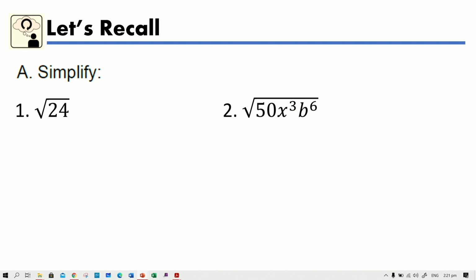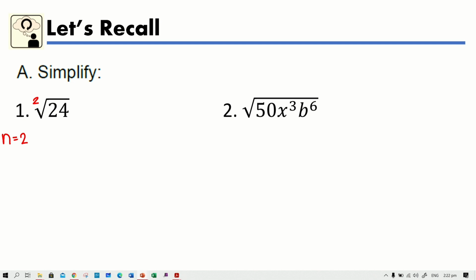Let's recall first our lesson. First is we're going to simplify radicals. In number 1, what is the simplest form of square root of 24? First step is we need to identify the index. The index here is 2. Remember that the lowest index in radical is 2, but then we do not write it anymore. Understood by convention that there is 2.